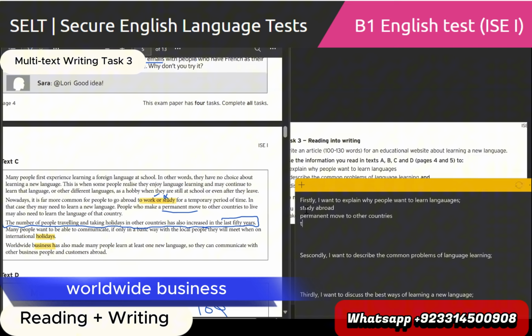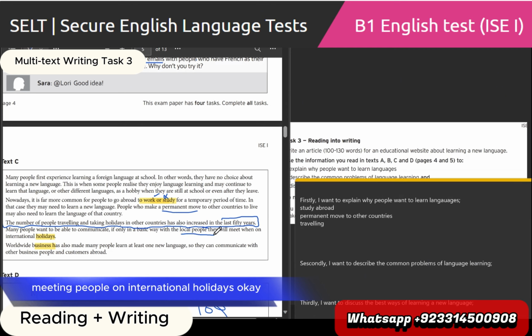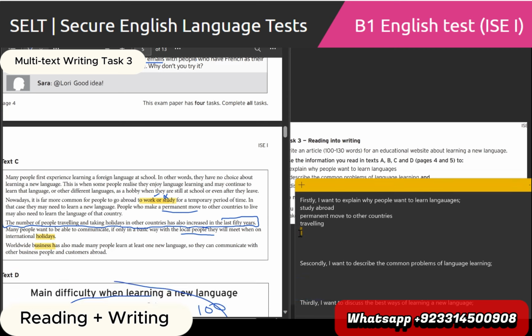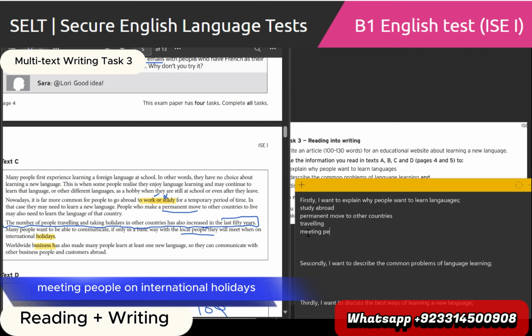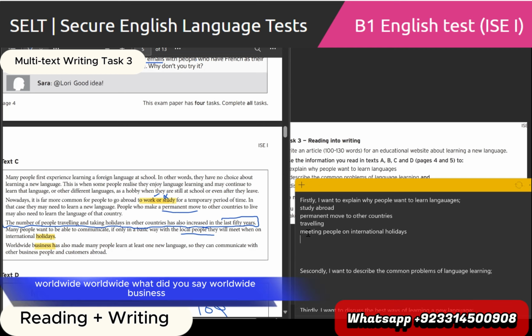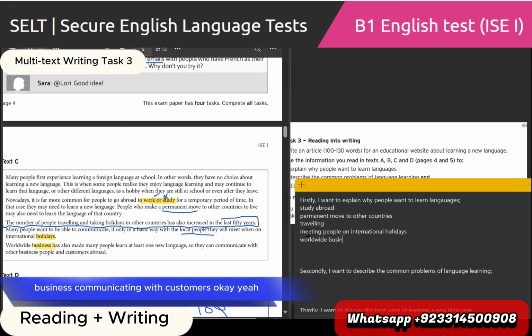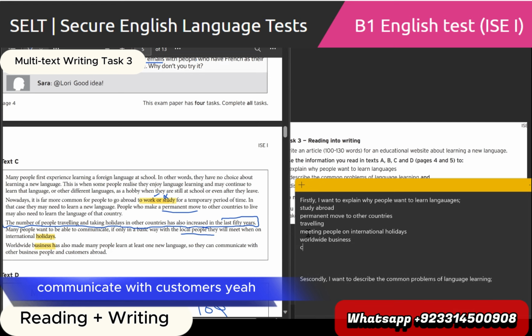Where is it? Worldwide business. Traveling. International holidays. Okay. You can also say meeting people on international holidays. Worldwide business. Yeah, worldwide business. Let's first write this point in here. Meeting people on international holidays. Okay. Communicate with other business people. Business communicating with customers. Okay. Yeah. Communicate with customers.